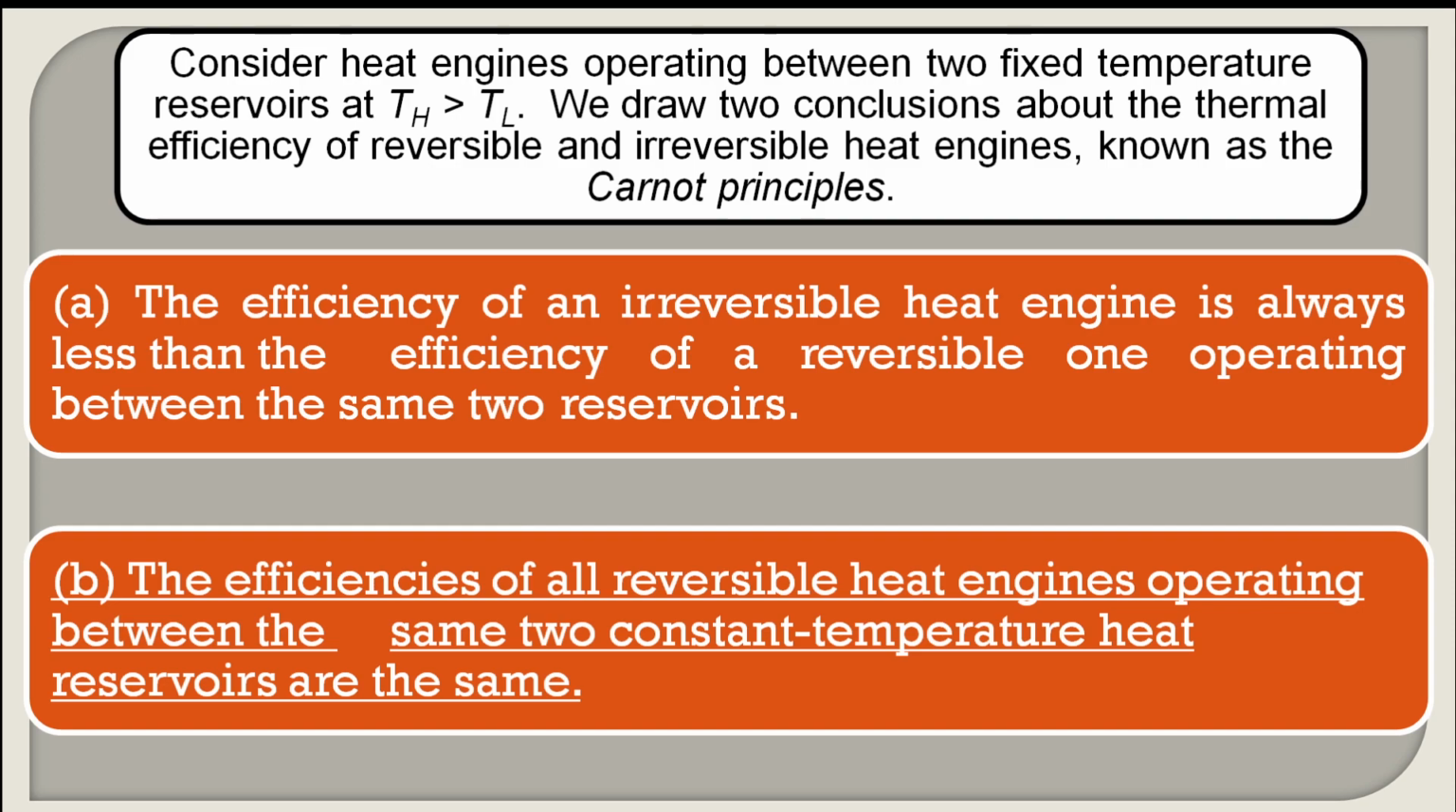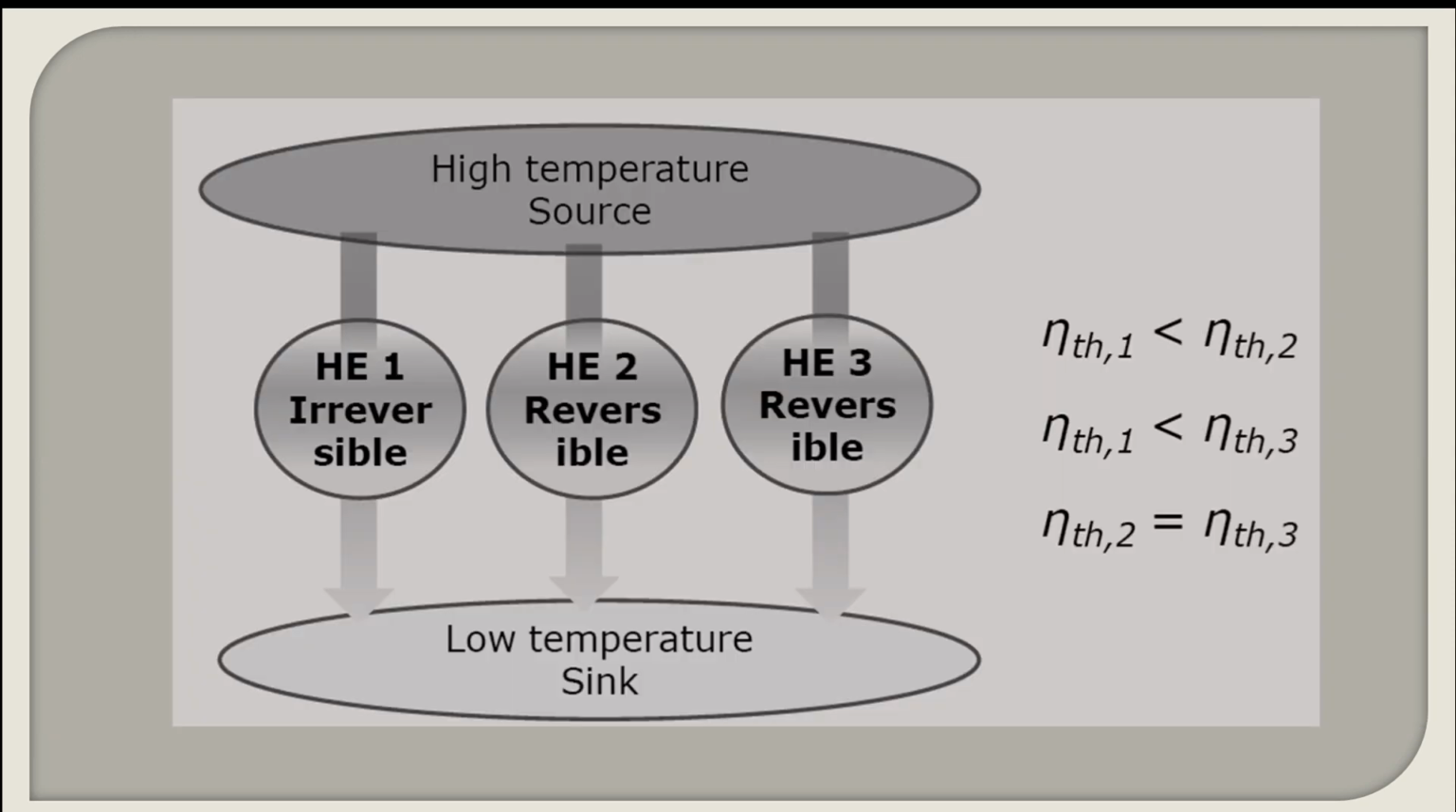Suppose there are two separate heat engines, both are reversible. They can have different types of components, different make components, but if they are operating between the same temperature levels, the efficiencies of them will be the same. So these two are known as Carnot principles.